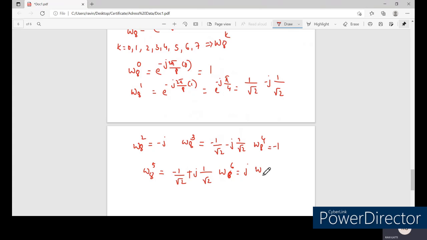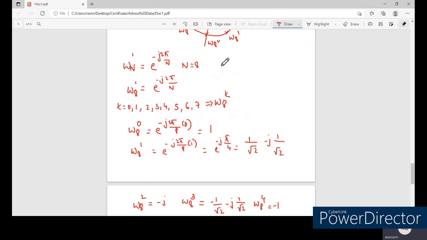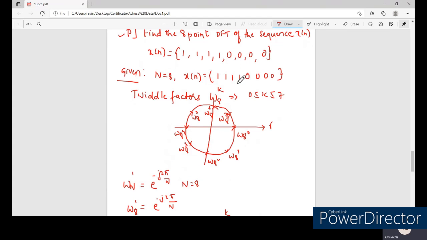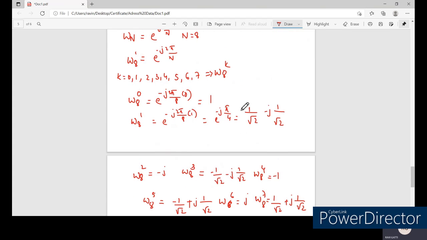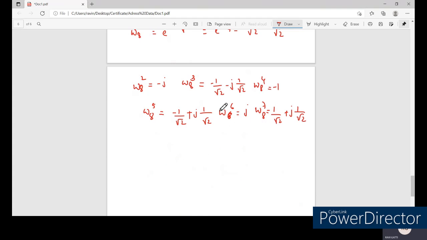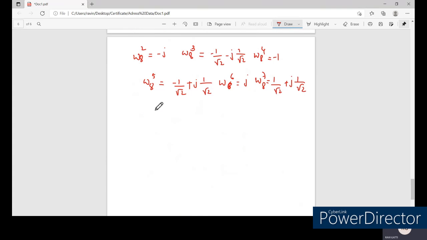Finally, when you substitute omega 8 to the power of 7, you'll be getting 1 by root 2 plus j 1 by root 2. So these are the first values you are supposed to calculate in order to find the 8-point DFT of the given signal. Once you find all these omega 8 values, then we can apply the DFT formula.